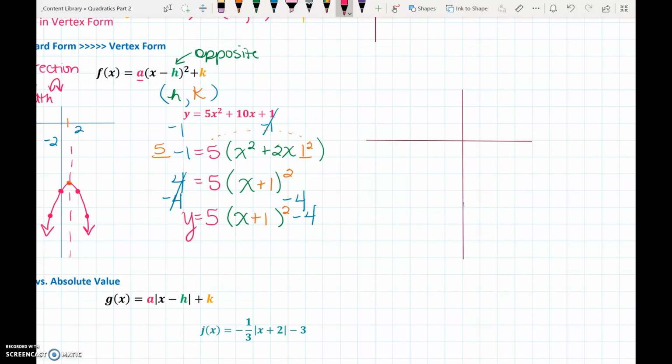Okay, so let's graph. To me, that gets me there a little bit quicker than what we did yesterday, so I prefer this. But again, if it drives you nuts, then do the other way, it works too. So my x term, opposite, so -1, my y term, -4. So -1, -4, and I'm going to draw my axis of symmetry.